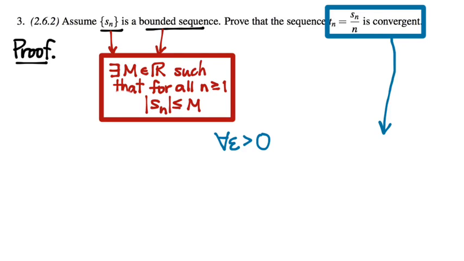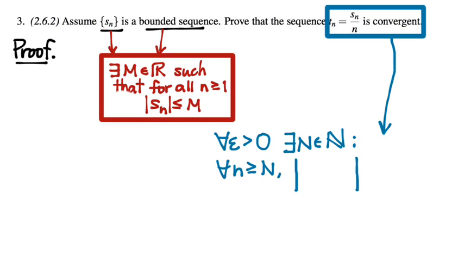For all epsilon greater than 0, there exists capital N such that for all n greater than or equal to capital N, so here I have to have Tn, right? The nth term of my T sequence. The absolute value has to be less than epsilon.